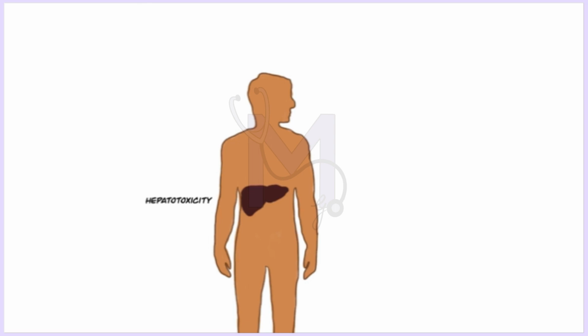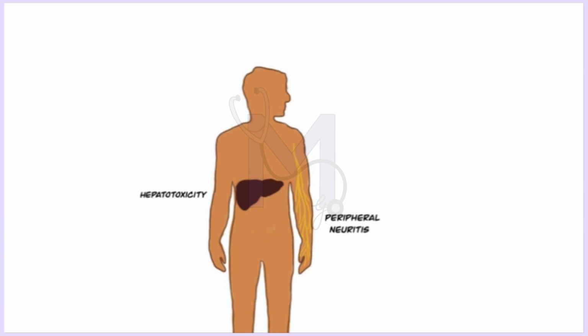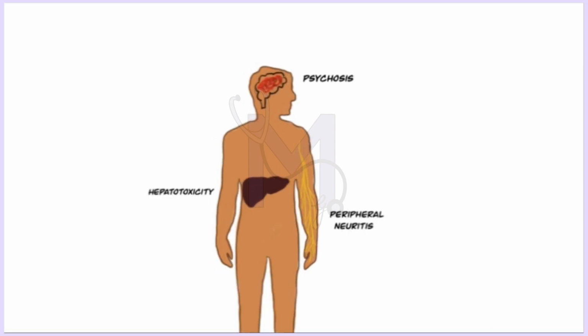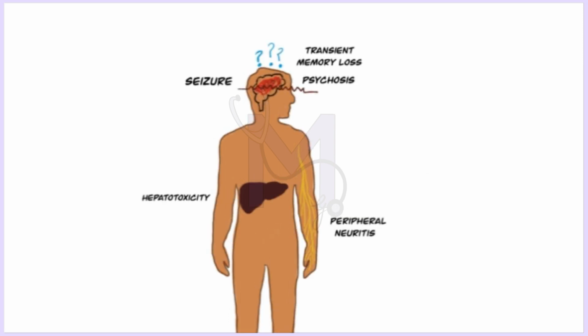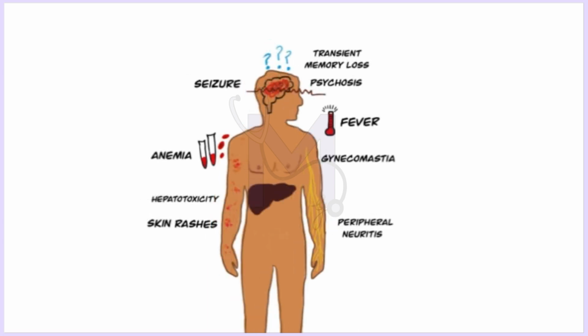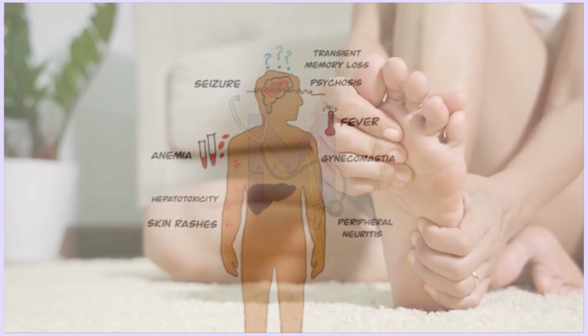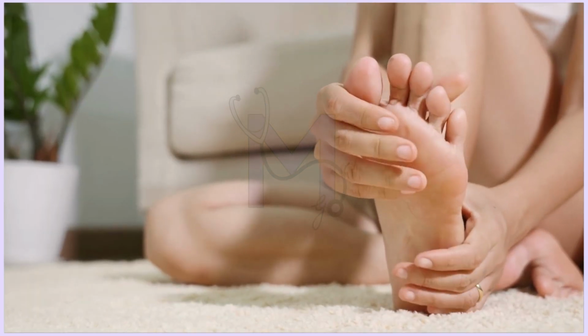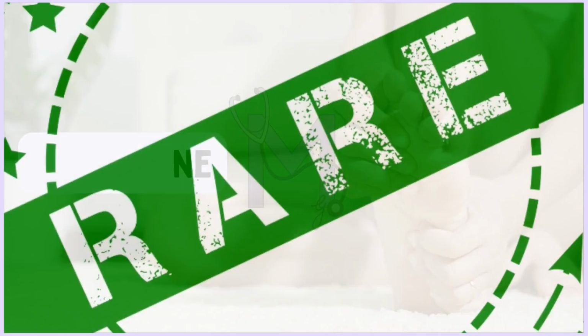the drug. Adverse effects include hepatotoxicity, which can cause hemolysis in G6PD deficiency, and peripheral neuritis. Other effects include psychosis, seizures, transient memory loss, gynecomastia, skin rashes, fever, and anemia. It is important to note INH-induced neuropathy is treated with pyridoxine.